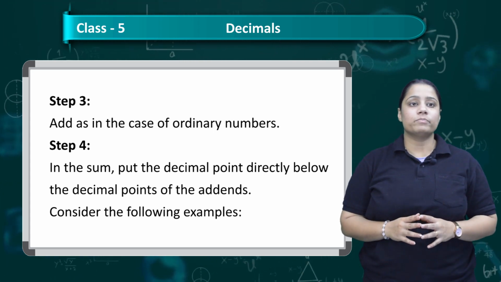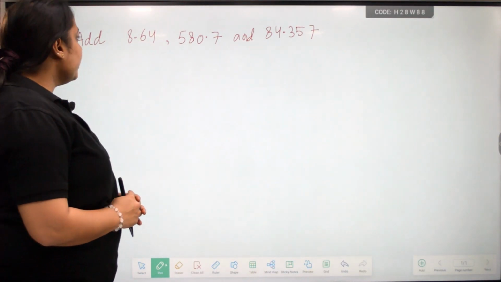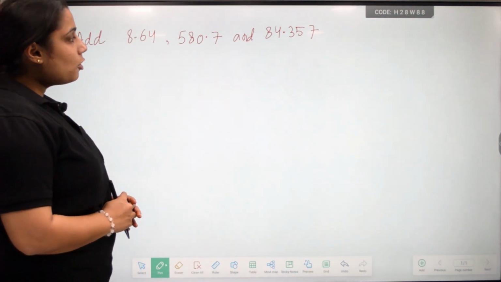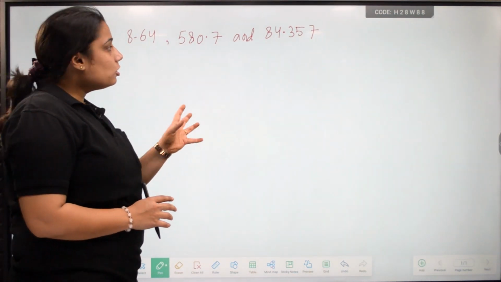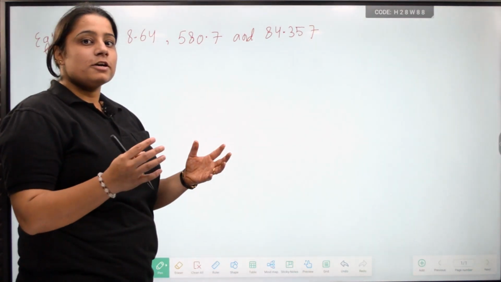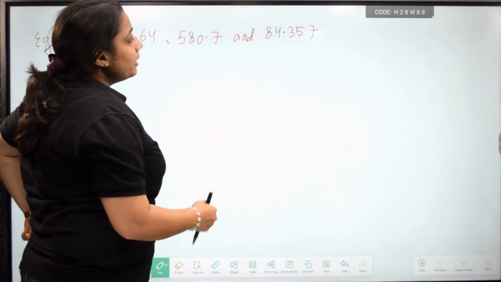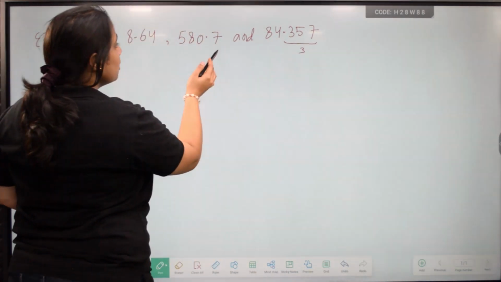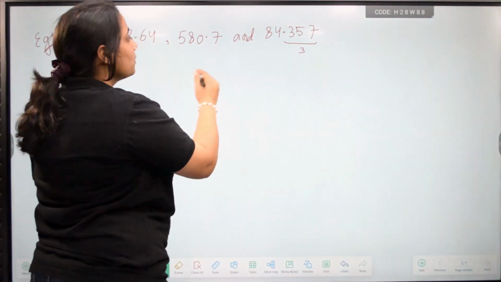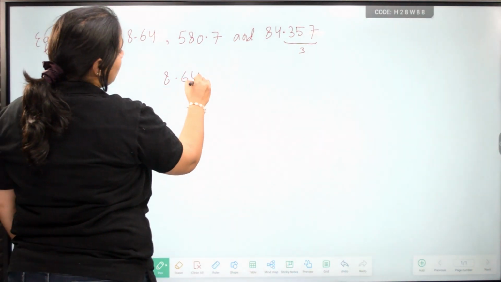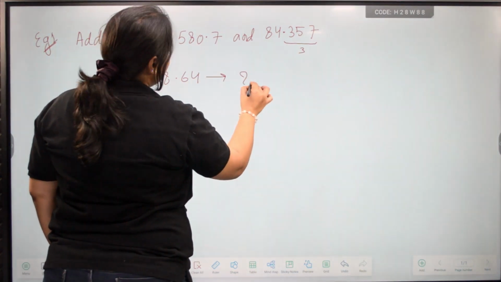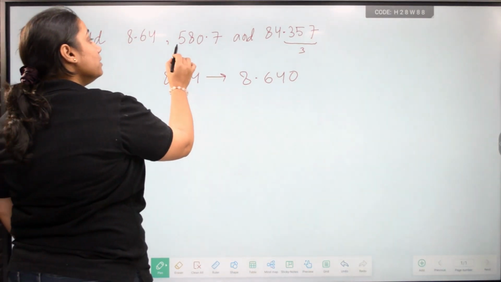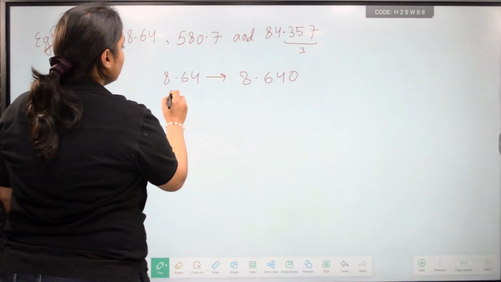Consider the following examples. Example 1. Add 8.64, 580.7 and 84.357. In order to add these numbers, firstly convert them into like decimals. Here we can see that the greatest number of decimal places is 3. So convert these numbers according to it. So 8.64 can be written as 8.640.